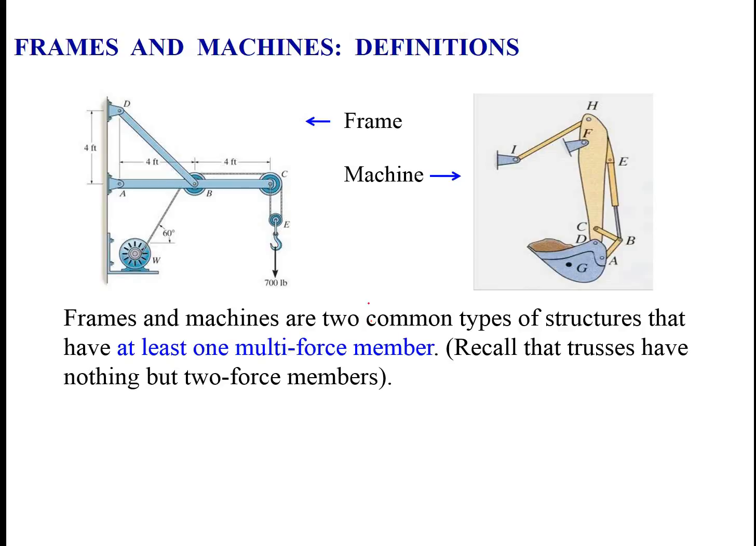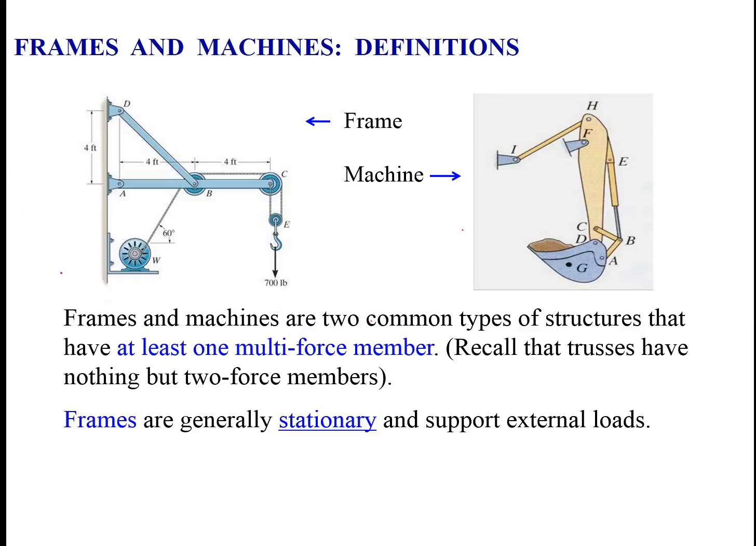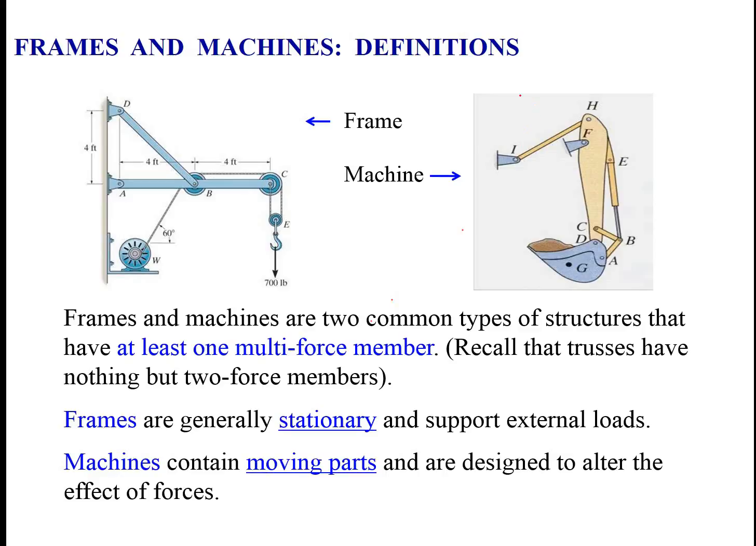So the difference between a frame and a machine is that a frame is generally stationary and supports some kind of external load. So here we have a frame. This frame is supporting this external load. A machine, on the other hand, contains some moving parts. And so machines contain moving parts and are designed to alter the effective forces.